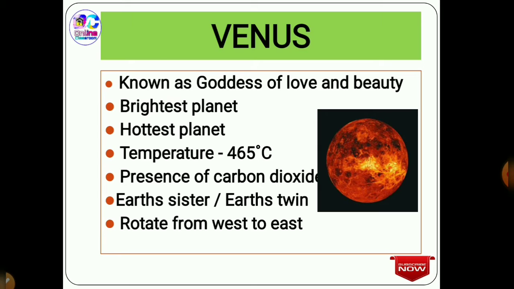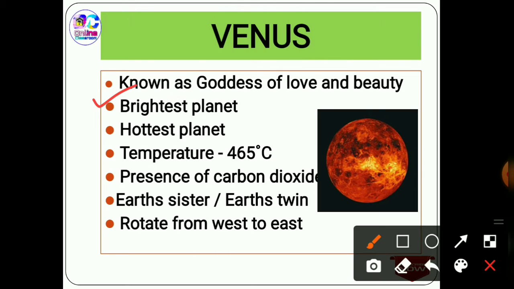Now as it is similar to the Earth in shape and size, it is also considered the Earth's sister and Earth's twin. It is the only planet which moves from west to east, and it is seen twice, as the morning and evening star. So from here, these three points are very important: the brightest, the hottest planet, and that the heat is due to the presence of carbon dioxide. The fourth important thing is that you need to know about the temperature over here.